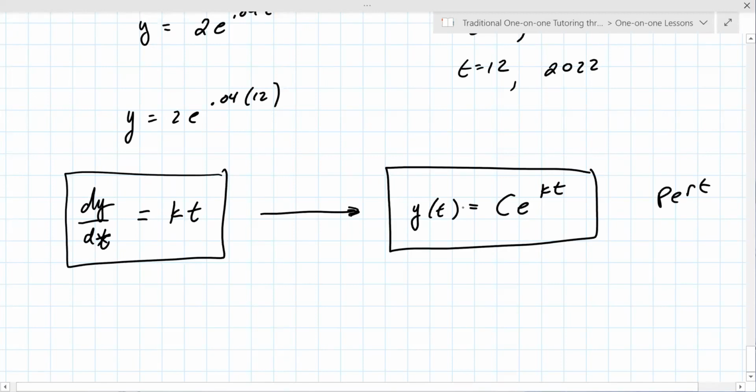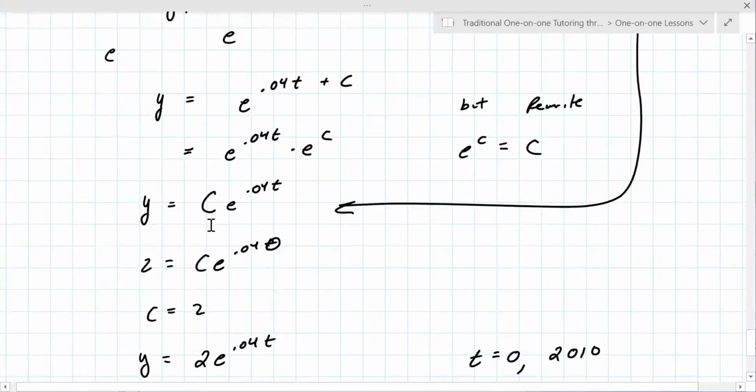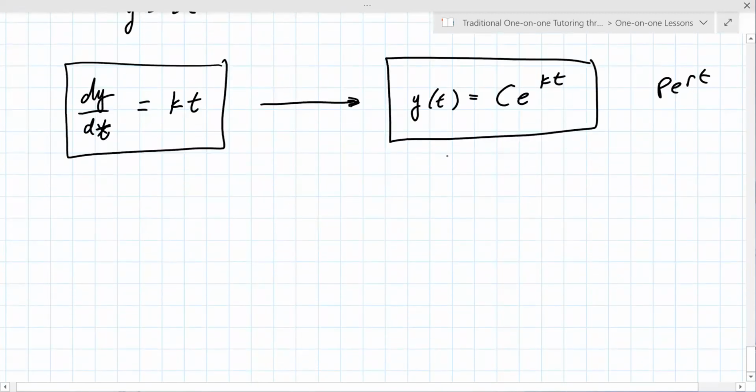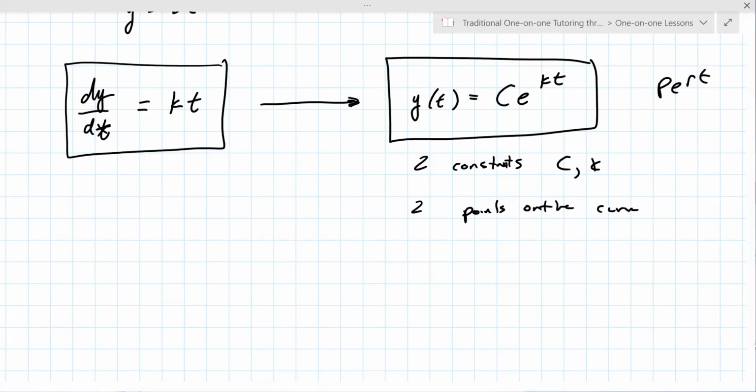And every time, they want you to show the steps of doing this. That's a classic exam question where you go through the steps we just did here to make this work. Now, when you look at this one on the right, there are two constants, C and K, which means you need 2 points on the curve to get it.